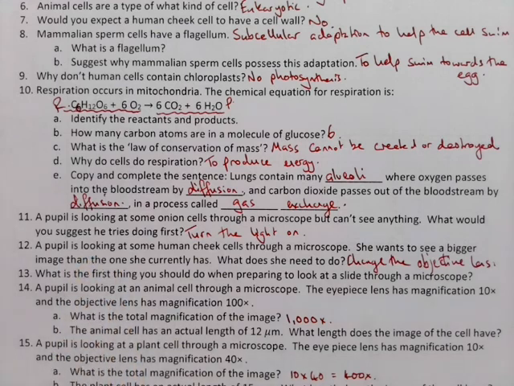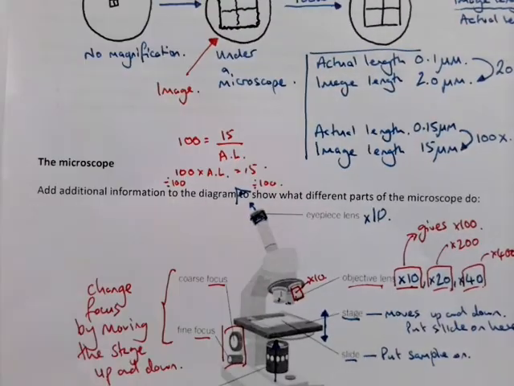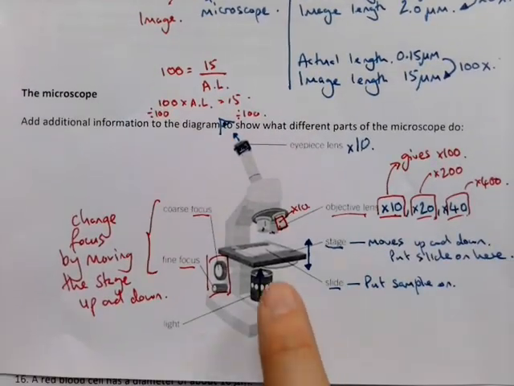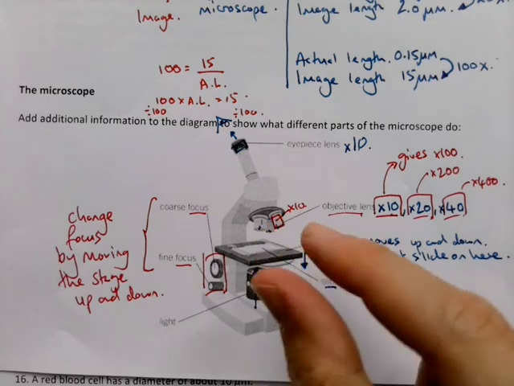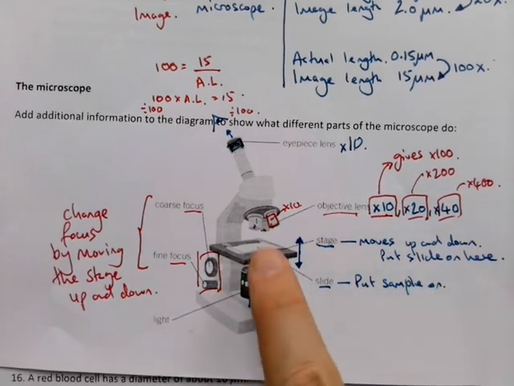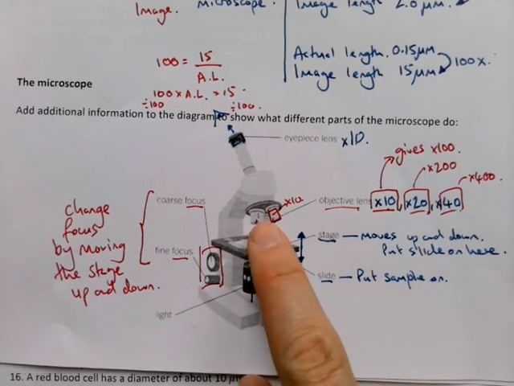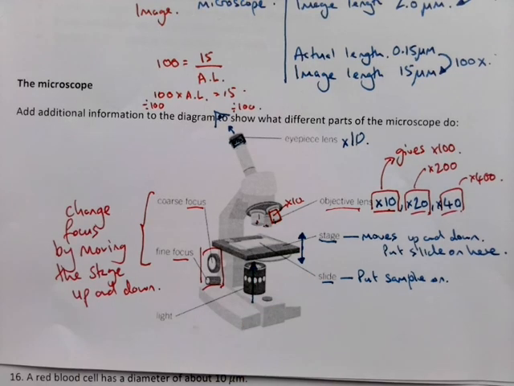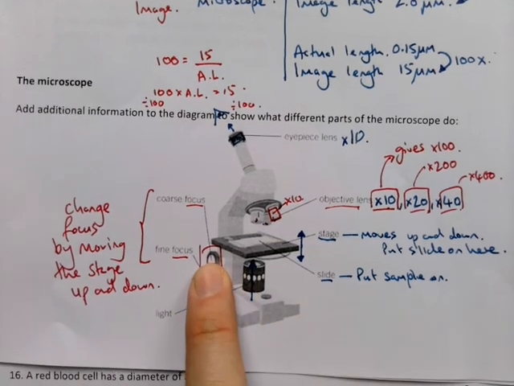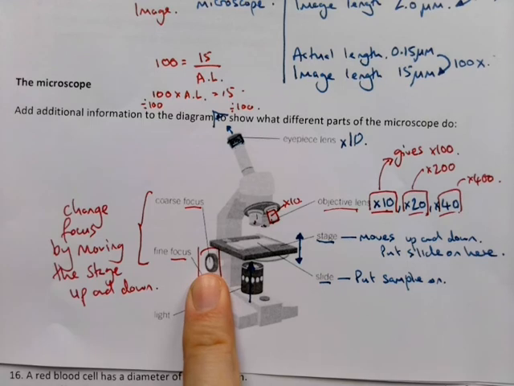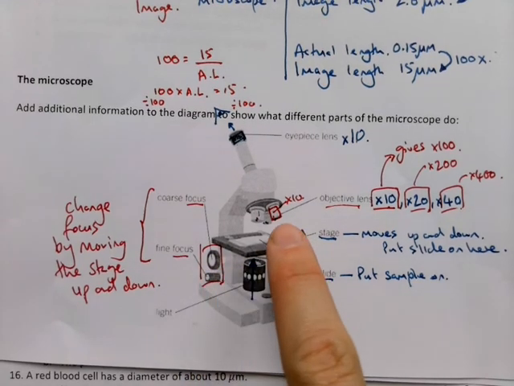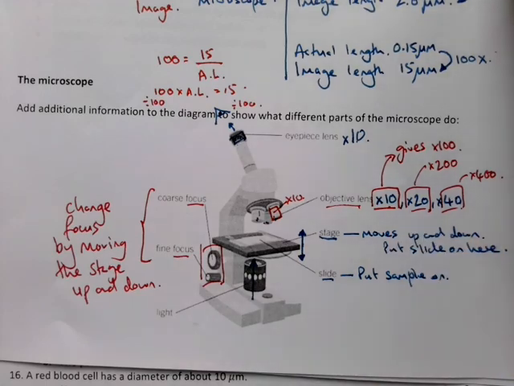A pupil is looking at some human cheek cells through a microscope. She wants to see a bigger image than the one she currently has. What does she need to do? She needs to change the objective lens. You change this lens here by rotating that part of the microscope. You might have used it already, but you'll see it next year. You don't make the image bigger by twisting these knobs. That just makes the image go in and out of focus. If you want to make the image bigger, you have to change the lens.